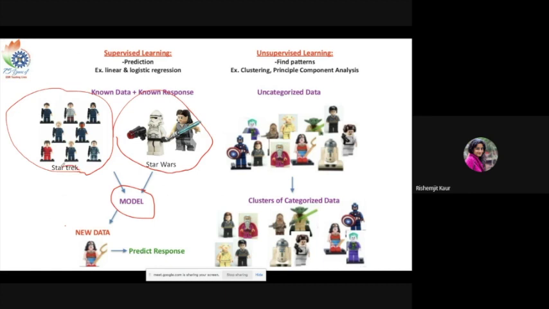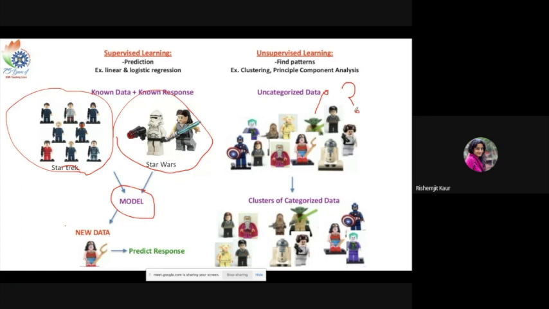Now, let's look at its counterpart, which is unsupervised learning, where we do not know what the output is corresponding to that. So, going by a similar sort of example, I have again put a lot of characters here, but now we do not know if this is a Star Wars or a Star Trek character, right? We have no idea about its output.